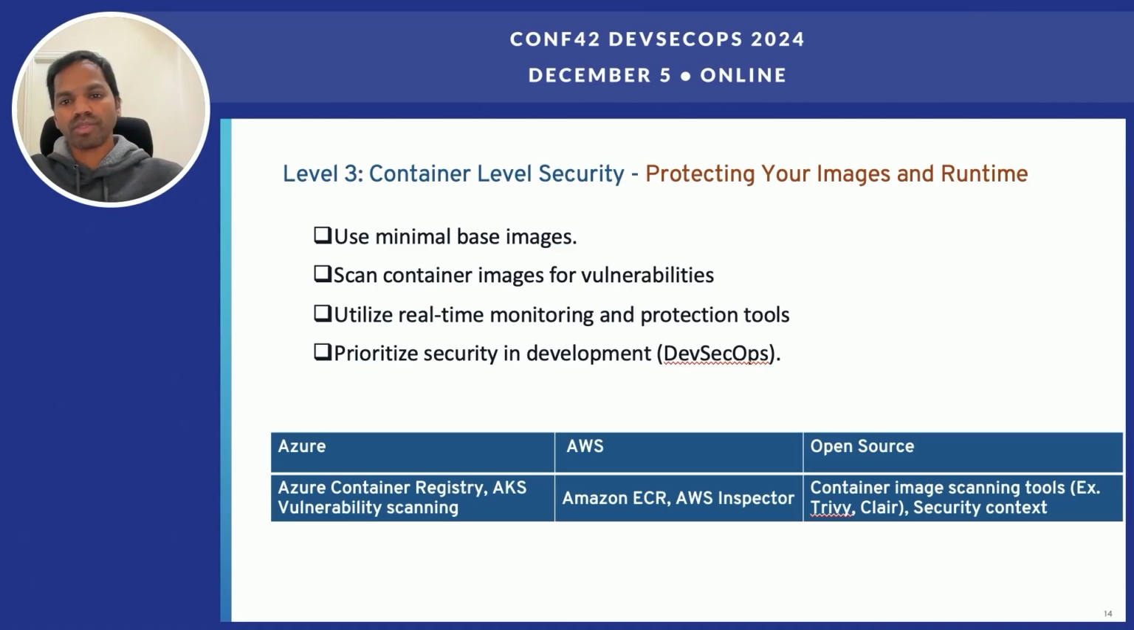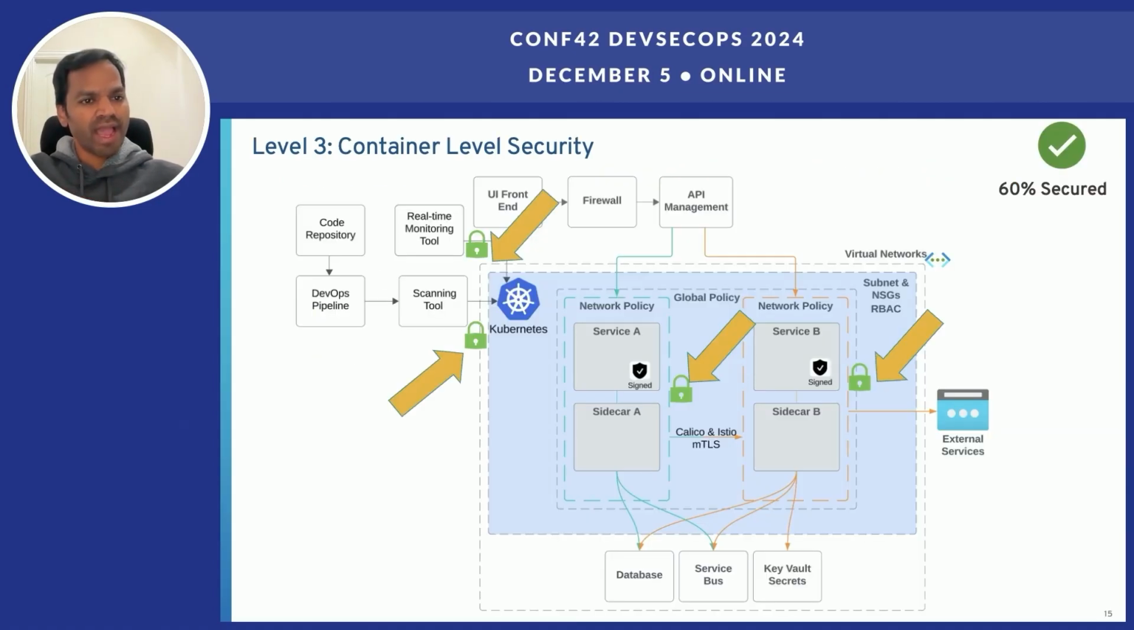For open source, we have image scanning tools such as Trivy and Clair, along with security contexts, which can be utilized for container level security. In this architecture, I have added a scanning tool, real-time monitoring tools, and signed images. This would very well safeguard the container. Securing the container level increases the security to 60%, demonstrating the importance of this layer.